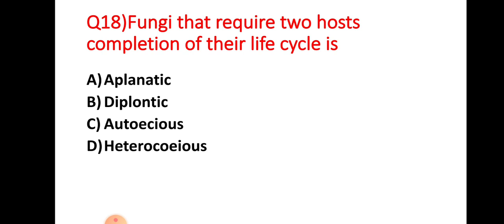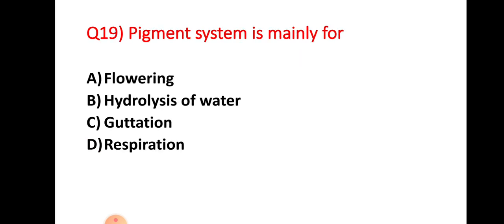Fungi that requires 2 hosts to complete their life cycle is called. The right answer for this question is option choice D, that is Heteroecious. Heteroecious is the type of fungi that needs 2 hosts to complete their life cycle.